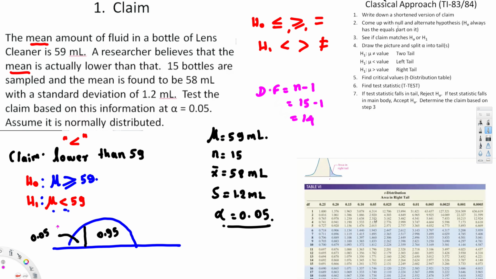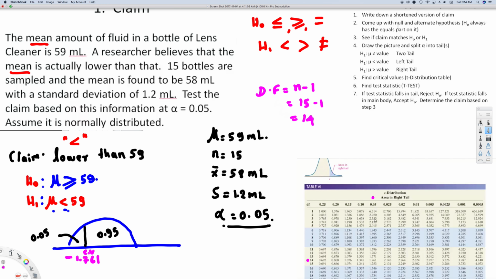Now it's 14 and 0.05, and the value that matches these two is 1.761. Since we have this alpha on the left side, this is going to be negative. So this critical value right here is going to be negative 1.761. Now we have found our critical value. The next step is to find the test statistic, the t-test value.